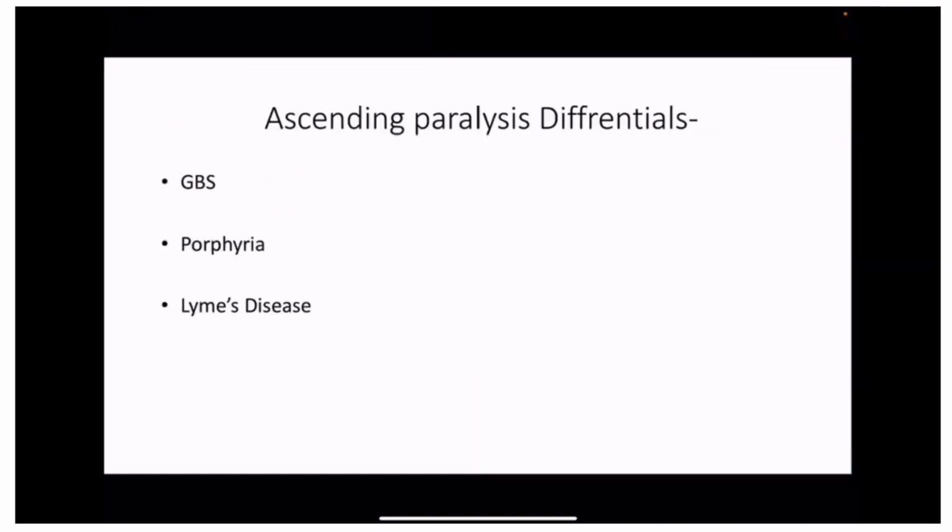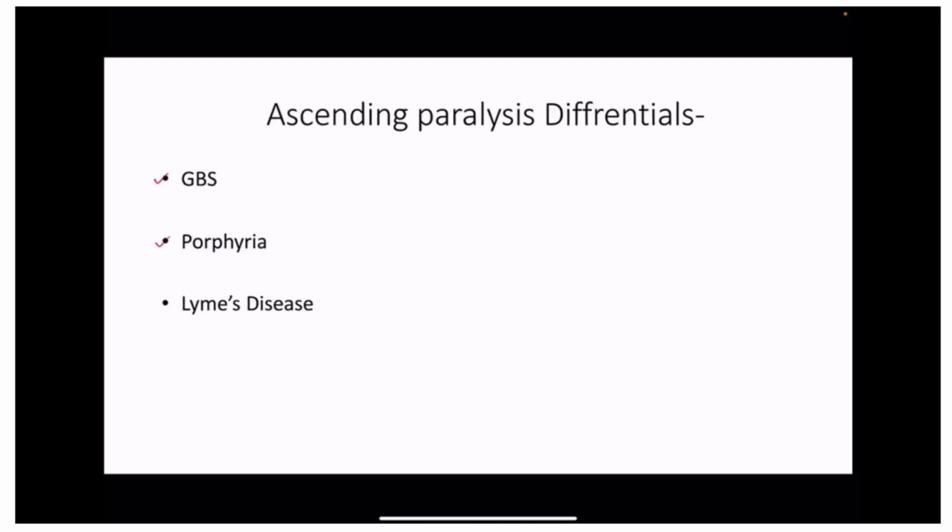Now, coming to ascending paralysis differentials. Once a patient with ascending paralysis comes to us, we need to rule out certain things. Ascending paralysis can be seen in GBS. It can be seen in porphyria. Remember, in porphyria, usually the history of weakness is recurrent. Apart from that, the patients usually have abdominal pain and neuropsychiatric manifestations like change in behavior. Sometimes they can present with seizures, and ascending type of paralysis.